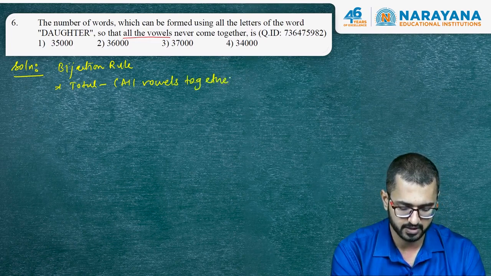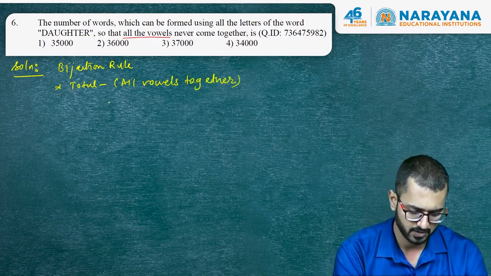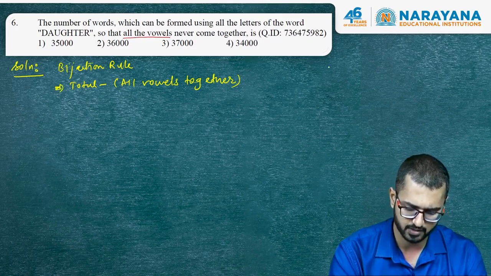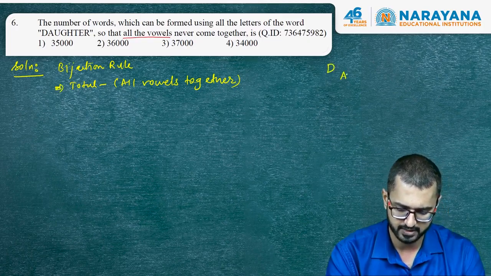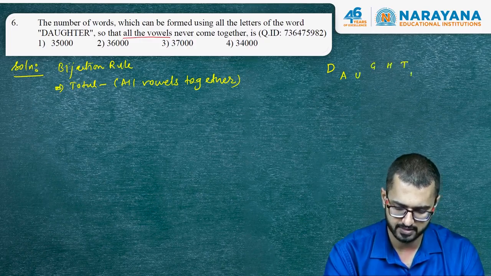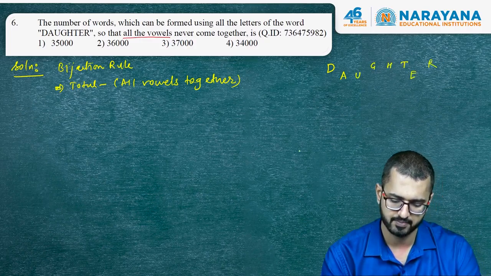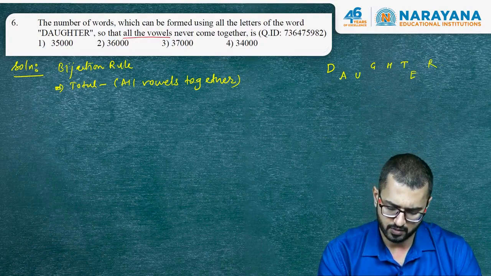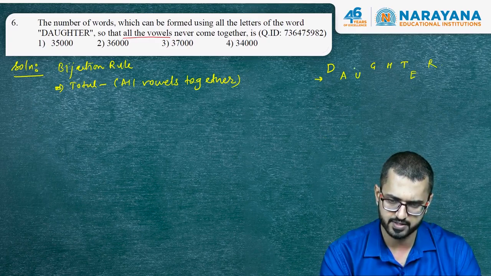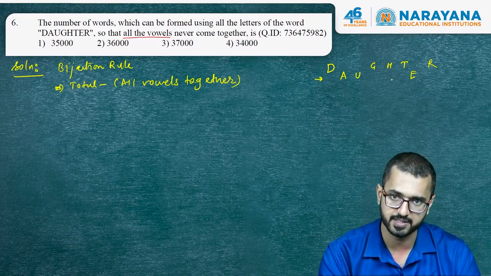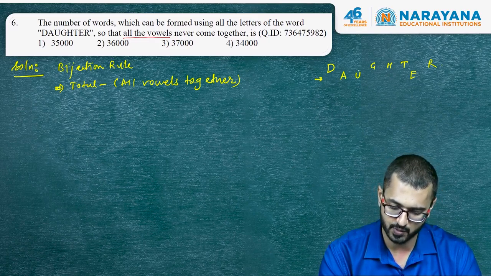So total minus all vowels together. Let's find out. So total will be what? Basically we'll write down here DAUGHTER, D A U G H T E R. Vowels I have written in the subscript, and consonants are as usual, so that it will be easy to see. Now how many letters are total? So 5 and 3, 8.